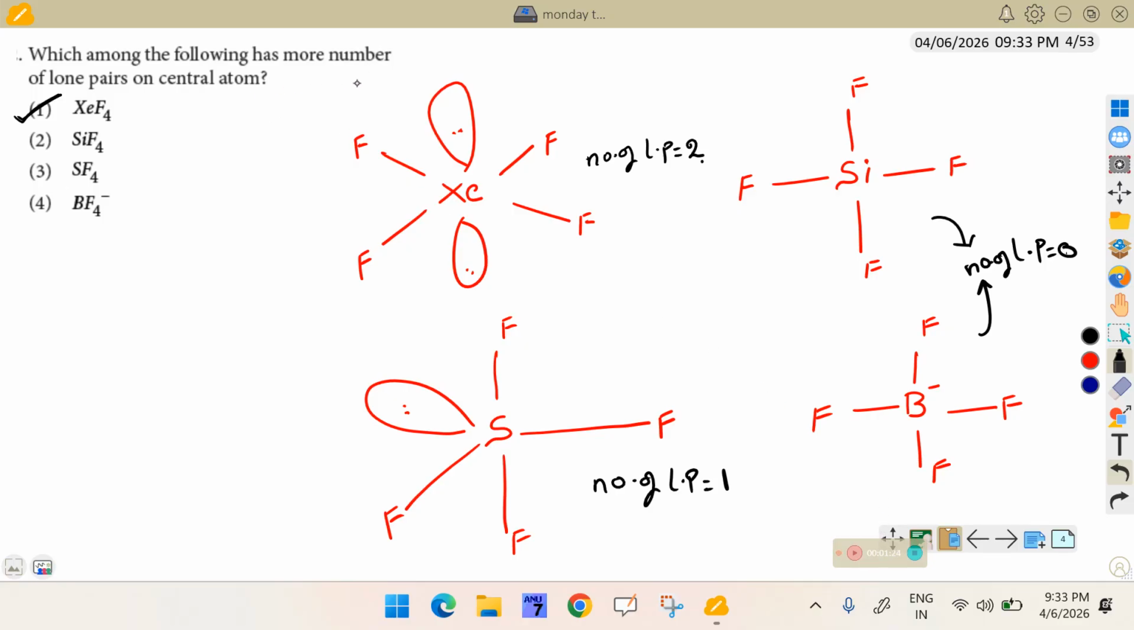Which among the following has more number of lone pairs on central atom? Which contains more number of lone pairs? XeF4 contains more number of lone pairs. 2 lone pairs are present.